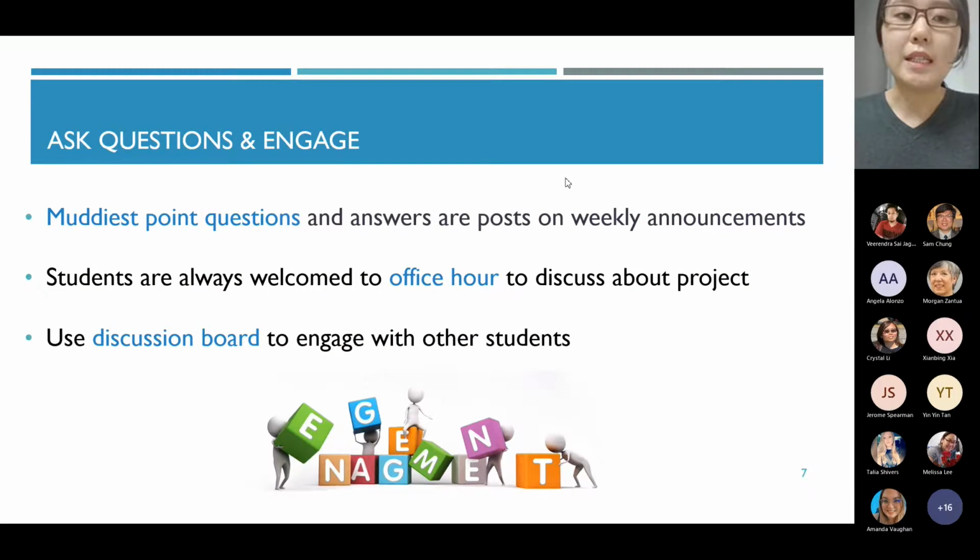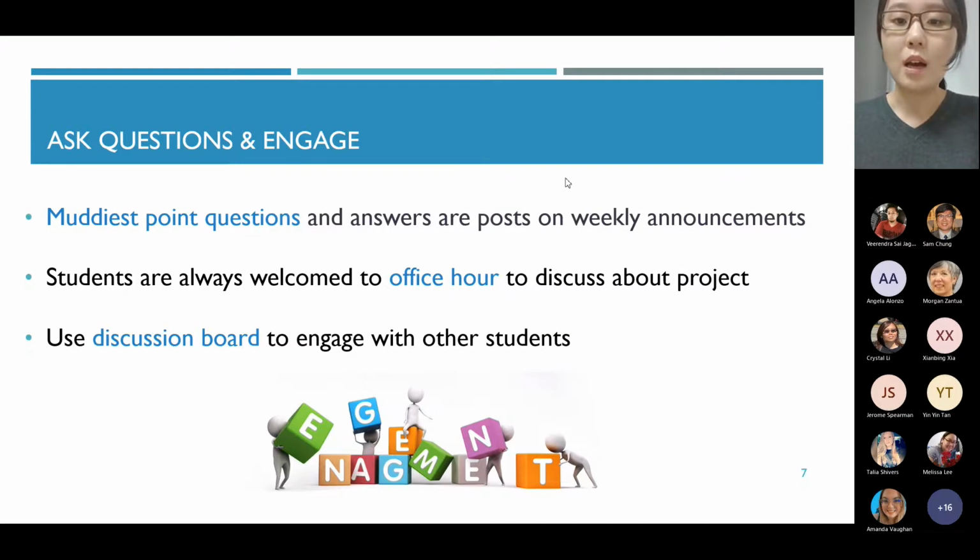Also ask questions. On the muddiest point, there is an area where you can provide questions about the module. I usually like to post those questions on the weekly announcements, the questions and answers, so that other students can see as well. You can also drop in during my office hour to discuss your project.